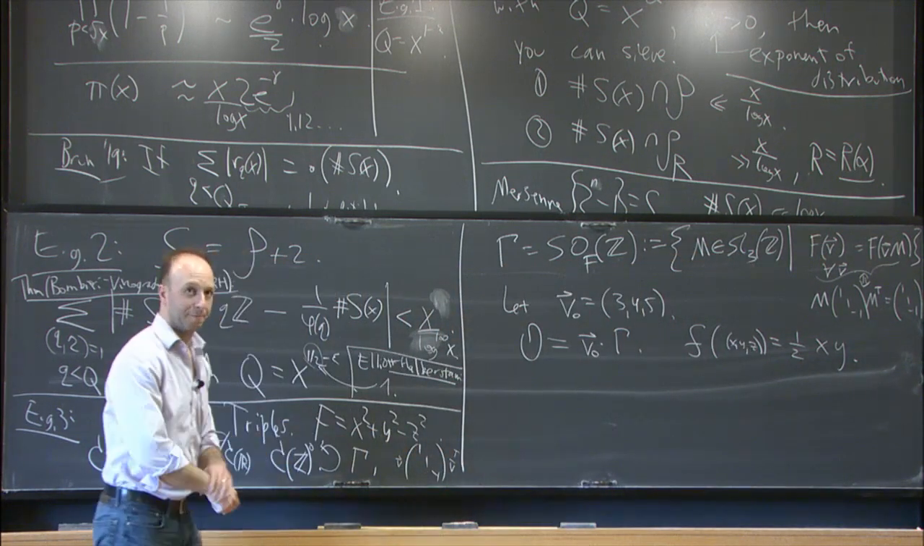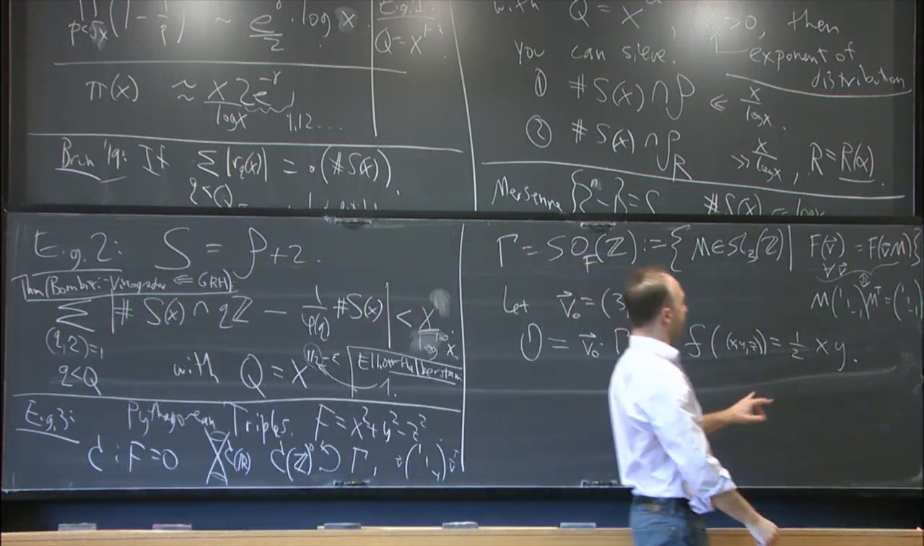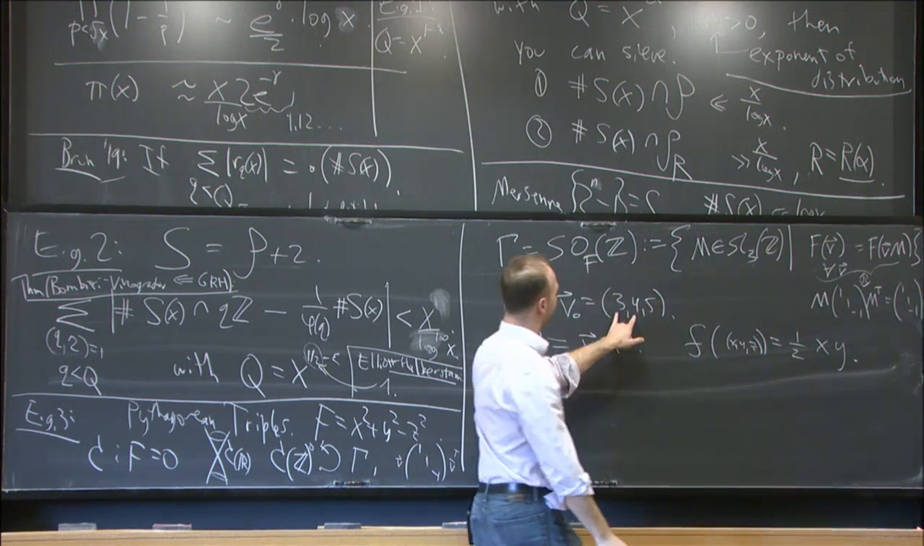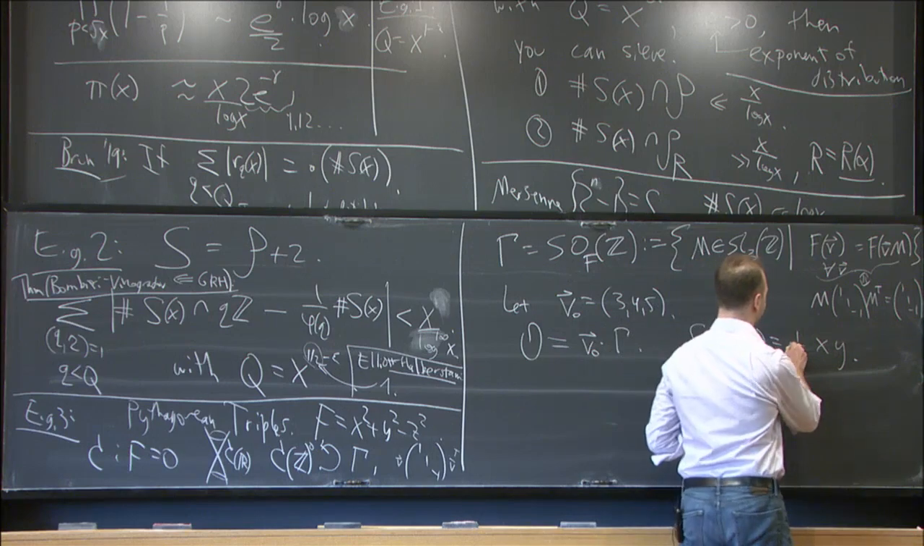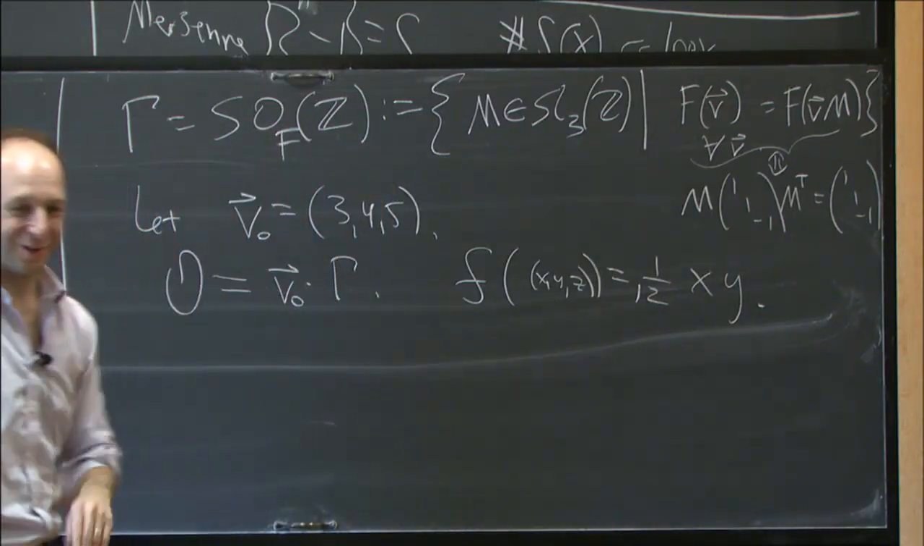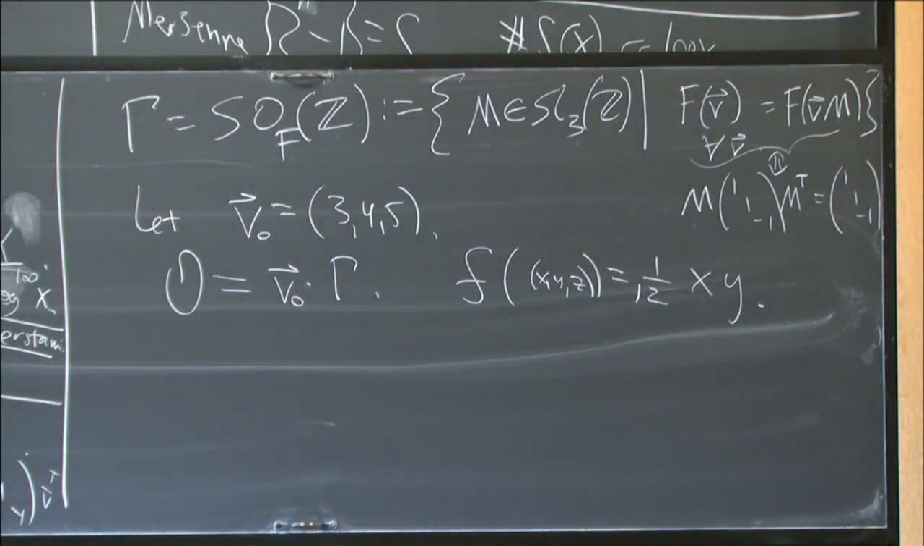Okay, 1/2 xy. Now, actually, it's easy to see that all of the areas are divisible by 6. And so I should divide out by another factor of 6, because I want to work in the integers instead of localizing.